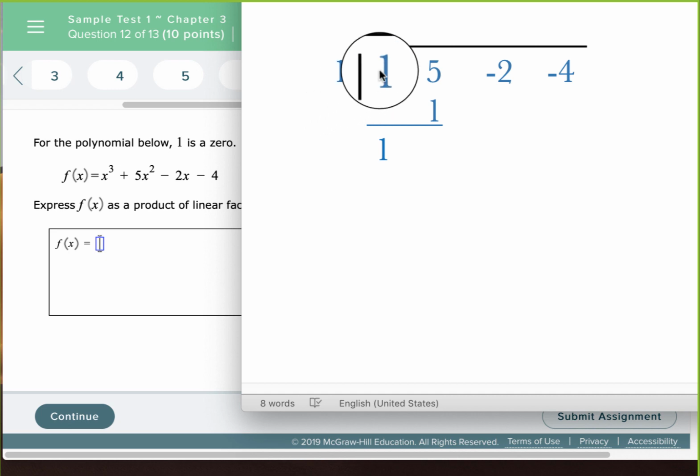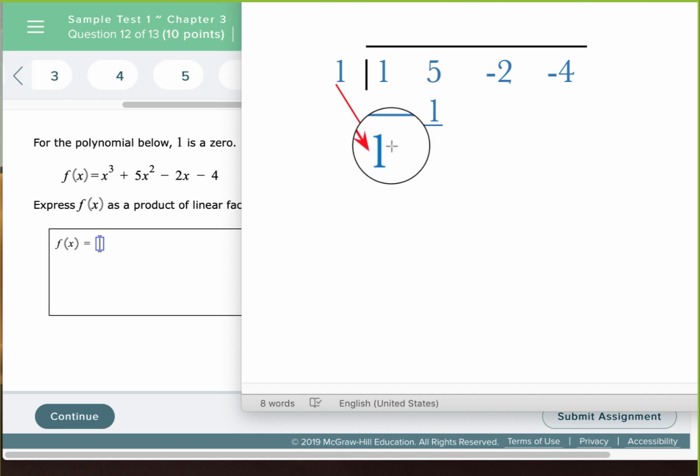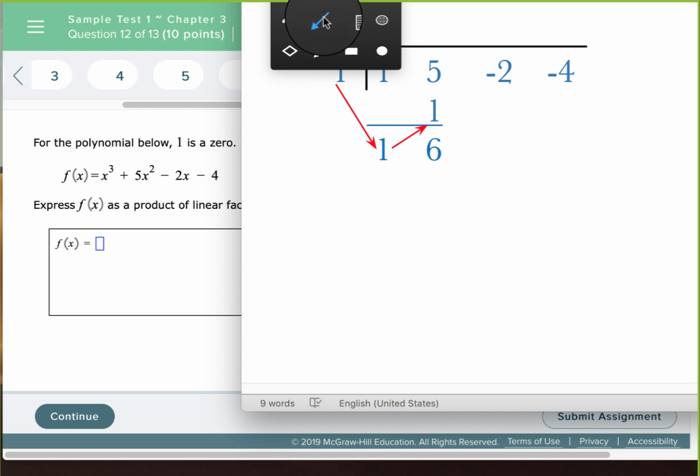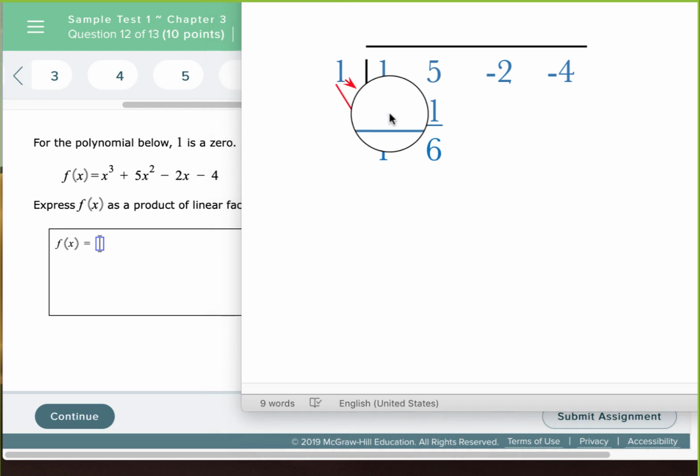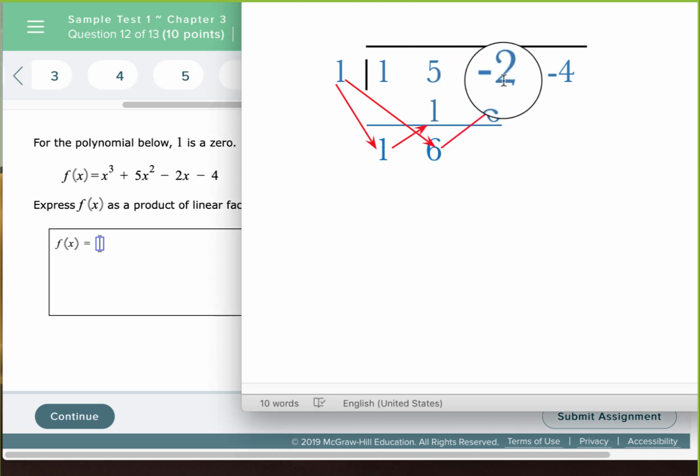All right, so the first rule is you pull down the first number, which is 1, and then we multiply 1 times 1, and when we multiply 1 times 1, what we have then is just 1. So here's 1 times 1, and that gives us the 1 that goes there. And then 5 plus 1 is equal to 6. And then we do the multiplication all over again. So we take 1 times 6, and 6 times 1 is 6. And then when we add negative 2 plus 6, that gives us 4.